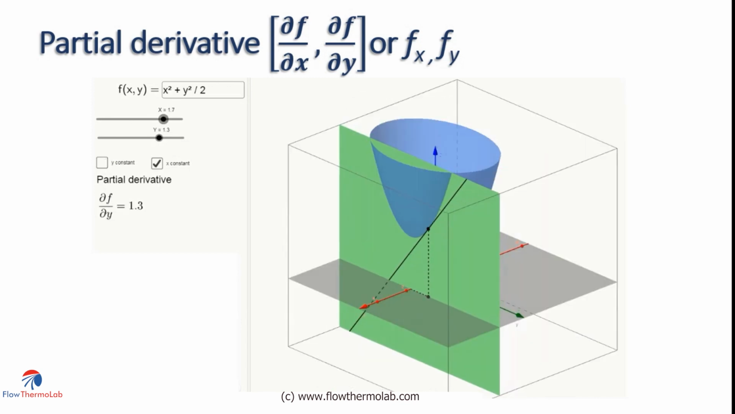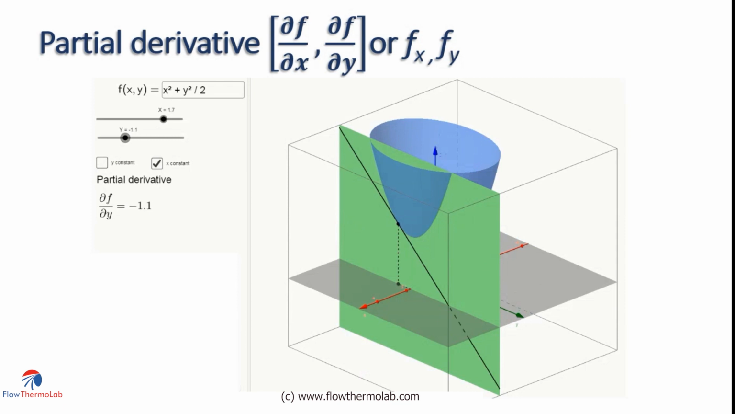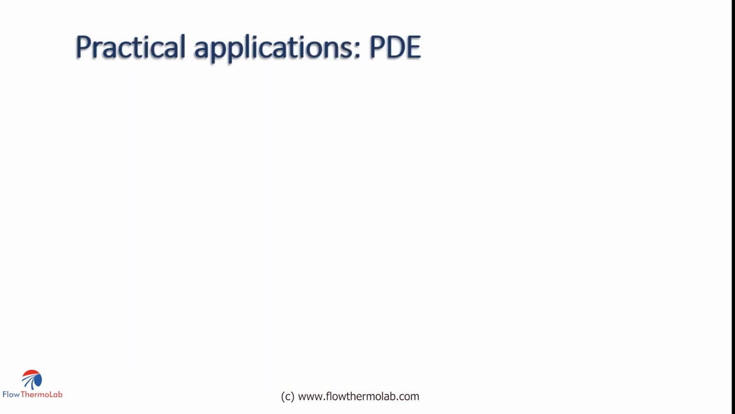Similarly, we can find ∂f/∂y by keeping x equal to constant and taking the slope of the intersection curve of the plane x equal to constant and the function, and finding the slope of this intersection curve at different values of y. So if we keep x equal to constant, we get the partial derivative ∂f/∂y, and if we keep y as constant and find the derivative or slope of the intersection curve, we get the partial derivative ∂f/∂x. So that's all about partial derivative, which is nothing but the slope of our intersection curves.